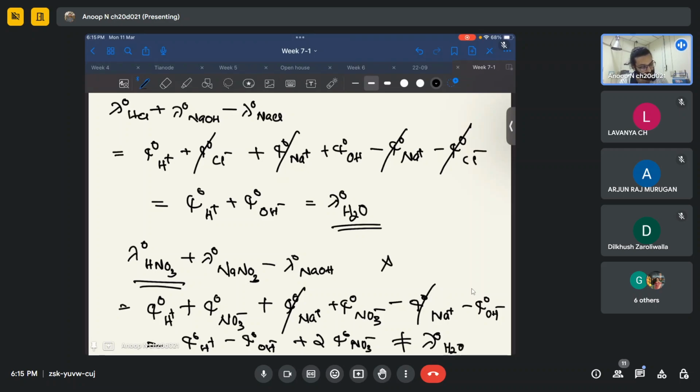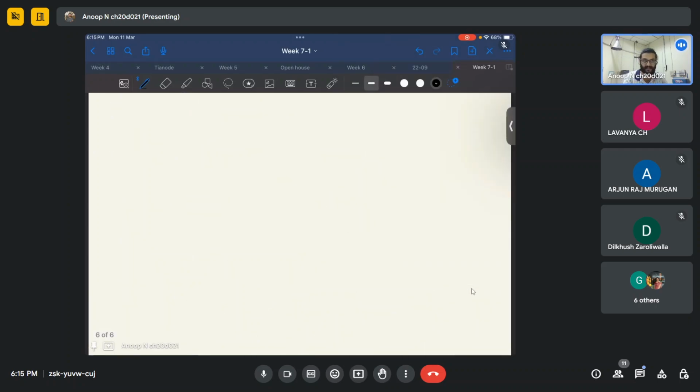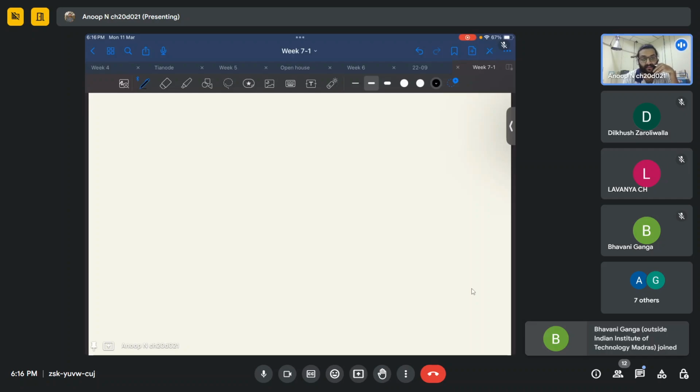So what is the next one? We did an extensive problem last class, like how to calculate the equivalent conductance of acetic acid. We were given the equivalent conductance of sodium acetate, HCl, KCl, K2SO4 and Na2SO4, etc. So it is a simplified version of that. So what is option C?